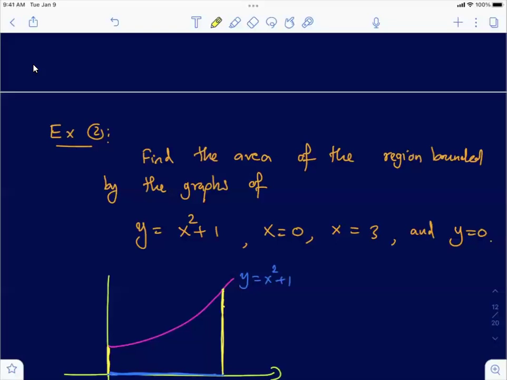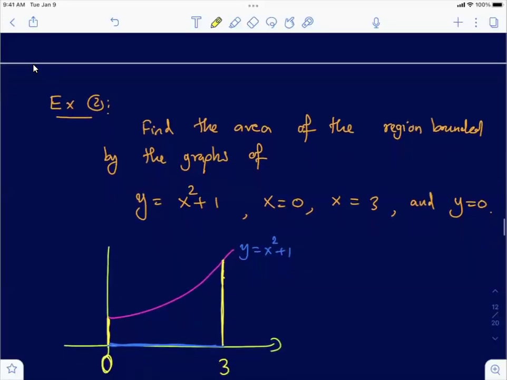All right. So another problem. Now find the area bounded by the graphs of y equals x squared plus 1, x equals 0, x equals 3, and y equals 0. Now let's put all of them in one single picture so that we can see. Y equals x squared plus 1 is none other than just a parabola, and it starts at 1.